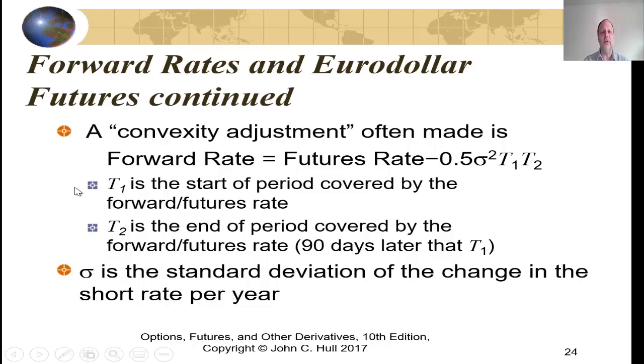The way this convexity adjustment is taken into account is you say the forward rate equals the futures rate minus 0.5, the standard deviation or volatility squared of the interest rate times T1, the time at the beginning of the contract period, times T2, the end of the contract period, which will always be 90 days later than T1, since all of these contracts are for 3 months.